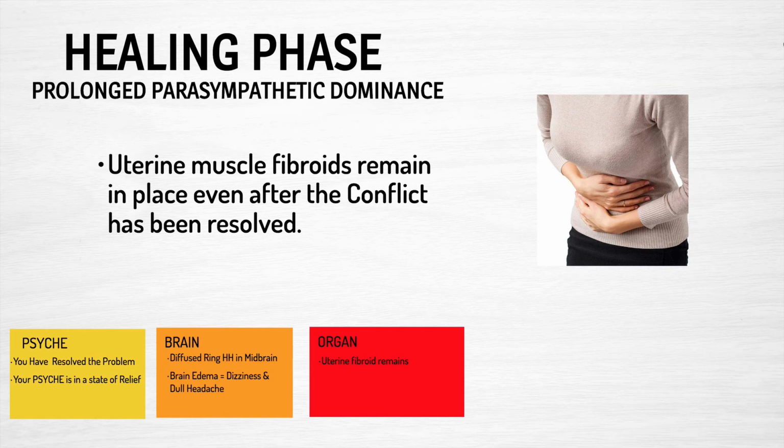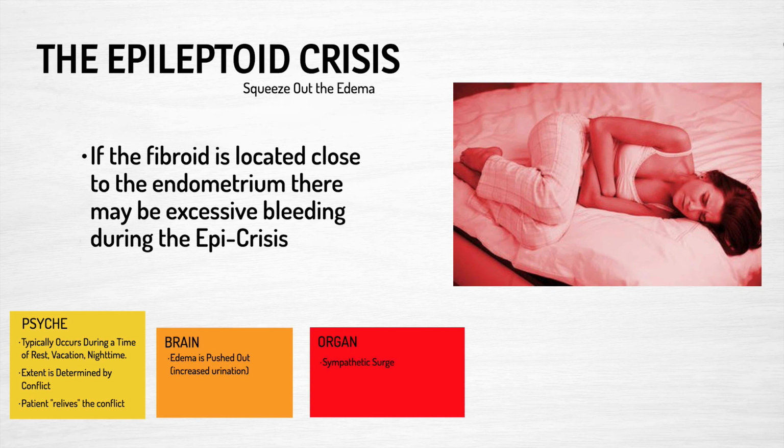During the healing phase is when the body will have cramping, you will have some discomfort, but the uterine muscle fibroids, unlike the proliferation of the tissue of the uterine mucosa, actually remain beyond when the conflict has been resolved. Because again, the whole purpose of making more muscle tissue was so that you could reinforce the strength of the uterine musculature. So the body does not break these muscle fibroids down. They do remain.